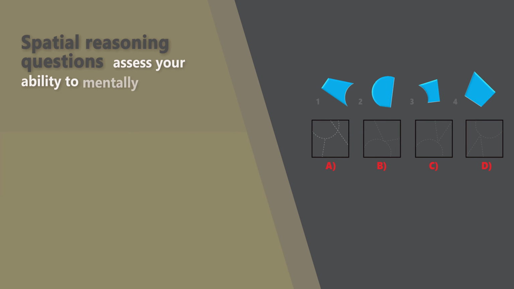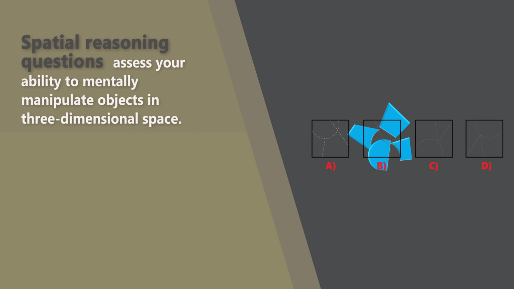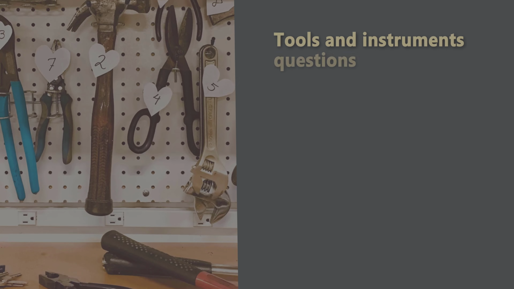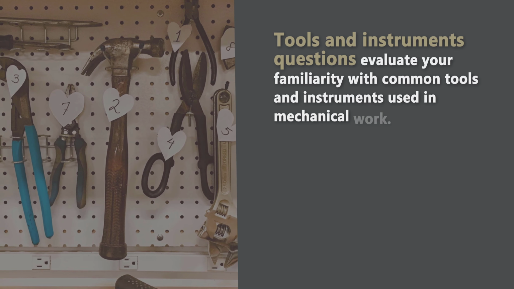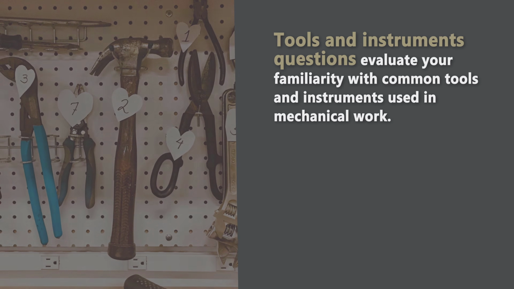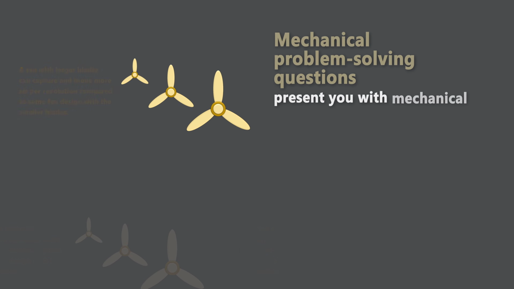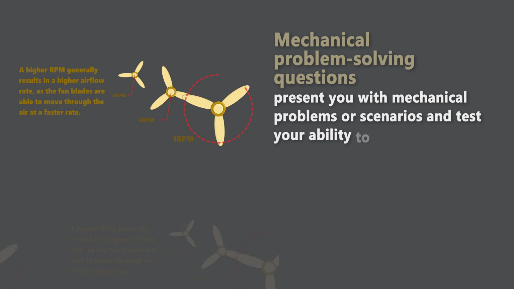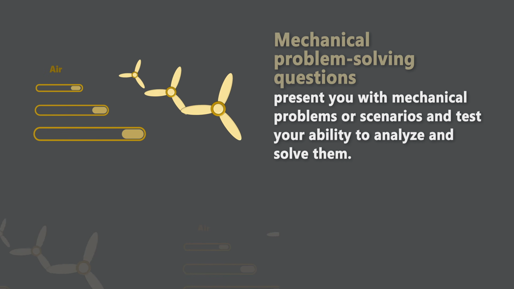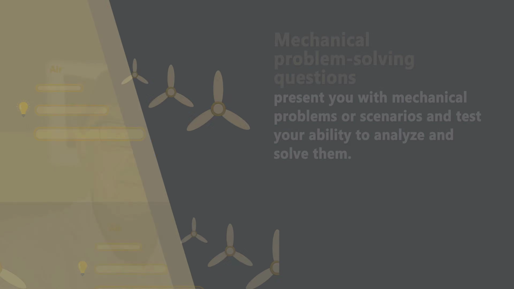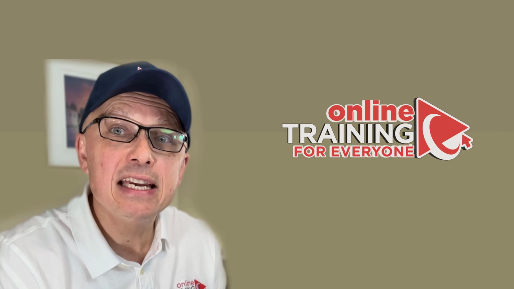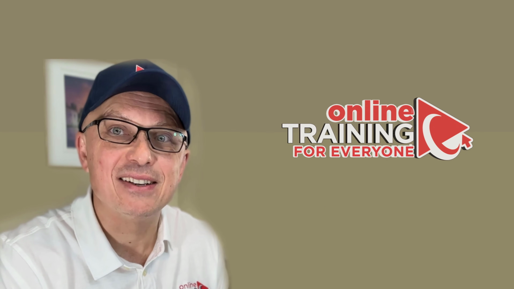You also get spatial reasoning questions in this test, which assess your ability to mentally manipulate the objects in 3-dimensional space. Some questions focus on tools and instruments, and they evaluate your familiarity with common tools and instruments used in mechanical work. And last but not least category is mechanical problem-solving questions, which present you with mechanical problems or scenarios and test your ability to analyze and solve them. Let's look at some sample mechanical aptitude questions we typically see on the test.